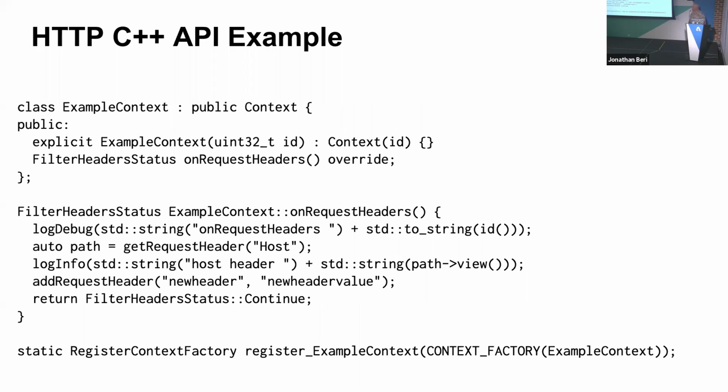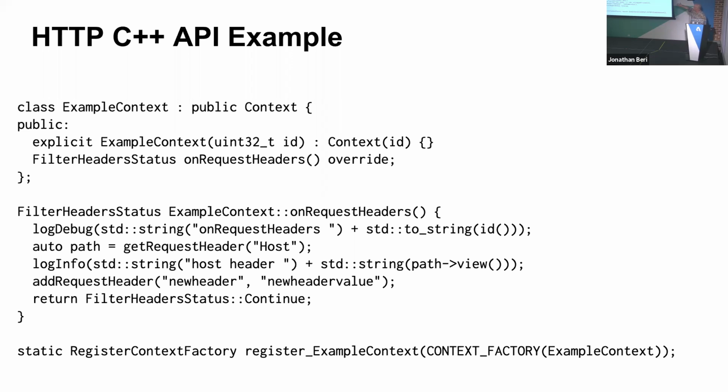Okay, so if you're trying to build a plugin for HTTP control, this is the kind of thing you'd see. You've got this context that represents a particular request. One of these is instantiated per request, and it has things like, in this case, on request headers, which means, okay, a request came in, all the headers are available, here you go, do what you will.